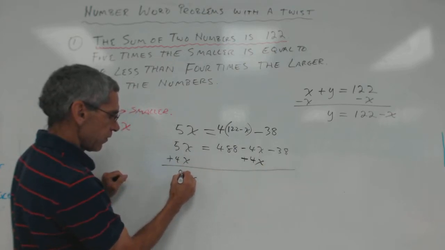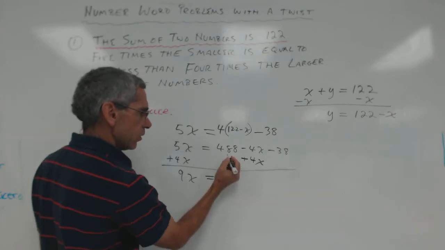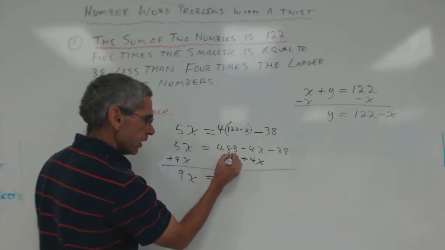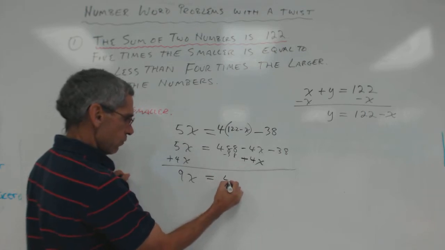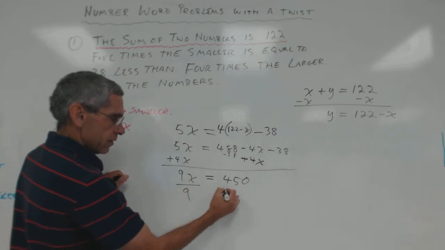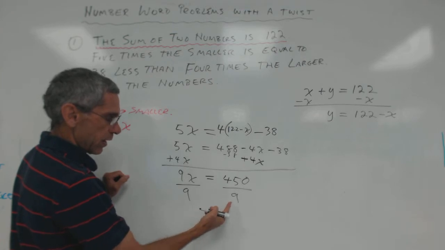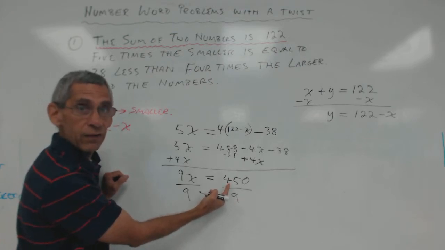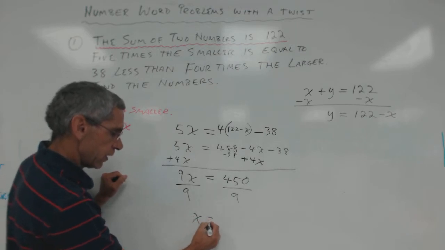Now can I simplify the right side? Yeah. 488 minus 38 is 450. Divide by 9. I happen to know that'd be 50. So 9 goes into 45 5 times, 5 plus a 0 is 50. So x is equal to 50.